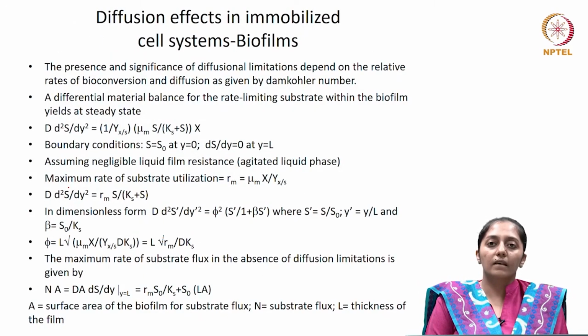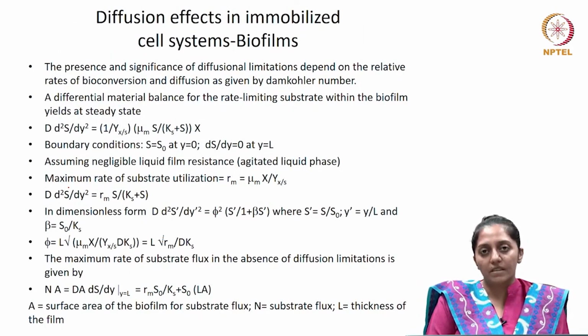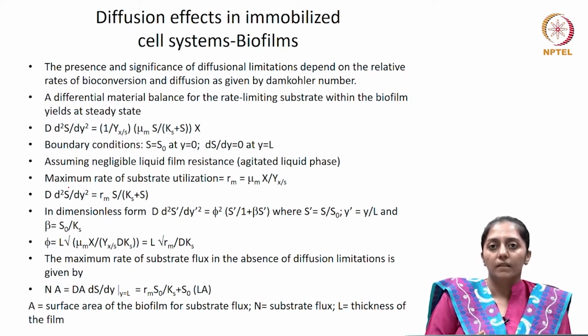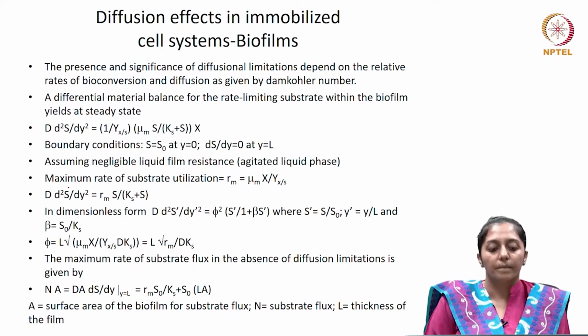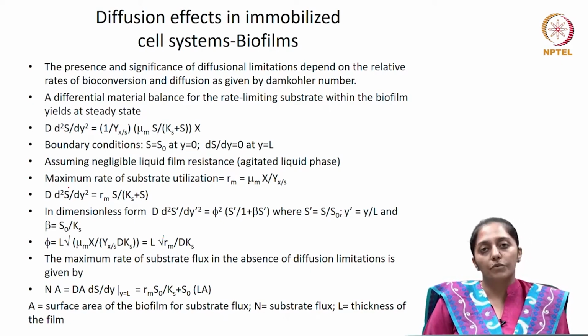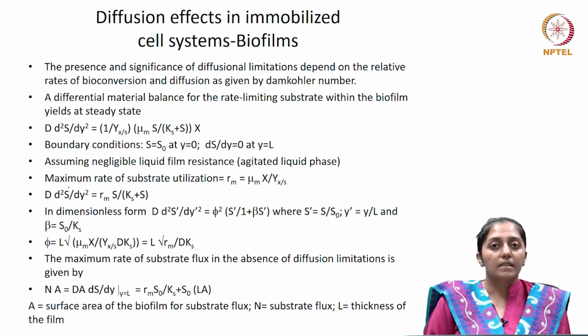Now, let us take an immobilized cell system on flat surfaces. We have been discussing the immobilized enzyme systems. Let us assume a cell system following Monod's kinetics, like in waste treatments, bacteria immobilized on the surfaces. Now, the presence and the significance of diffusional limitations depends on the relative rates of bioconversion and diffusion. This we determine using the dimensionless number, which is the Damköhler number.